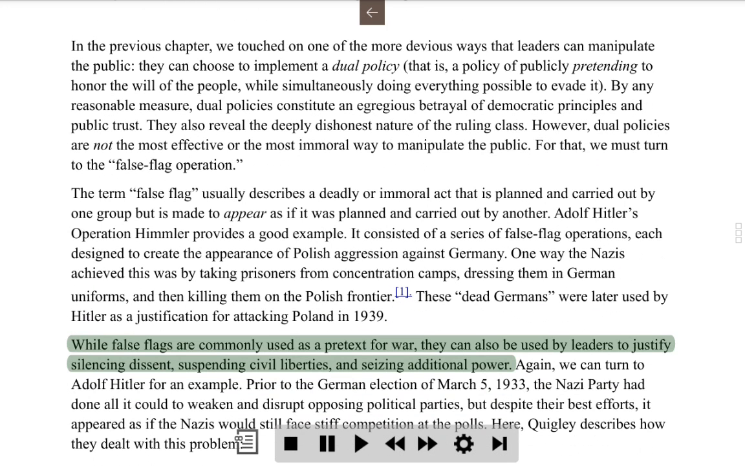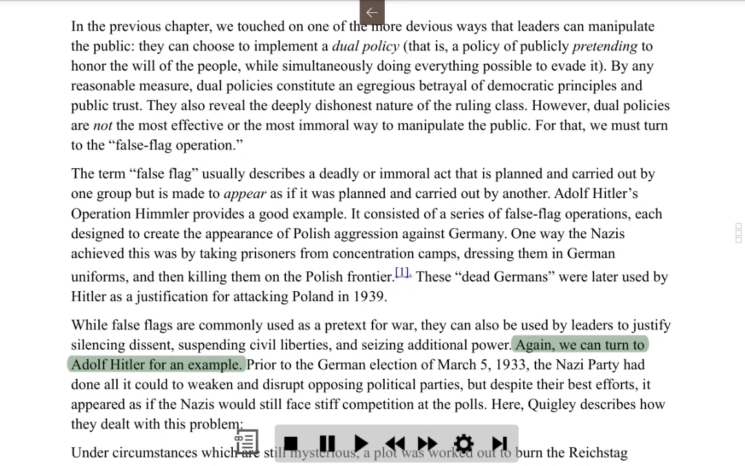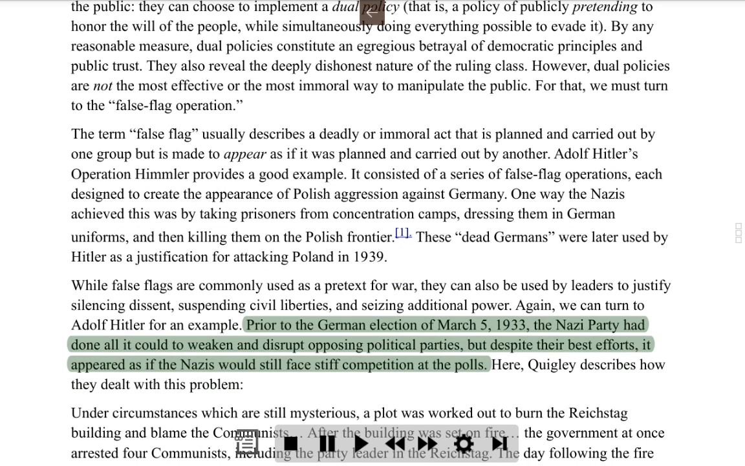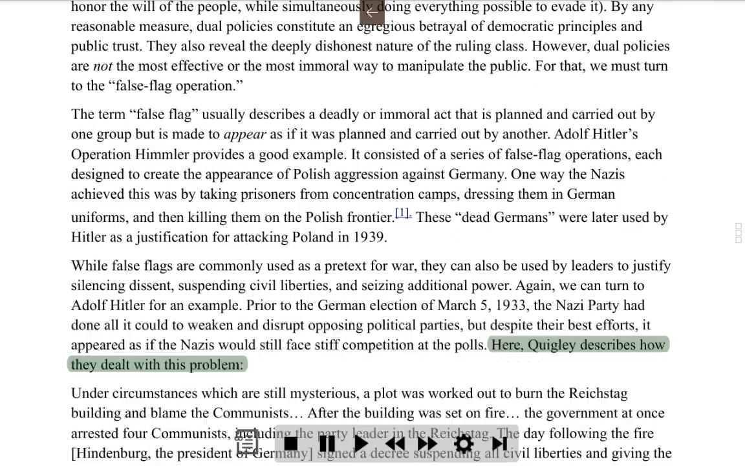While false flags are commonly used as a pretext for war, they can also be used by leaders to justify silencing dissent, suspending civil liberties, and seizing additional power. Again, we can turn to Adolf Hitler for an example. Prior to the German election of March 5, 1933, the Nazi Party had done all it could to weaken and disrupt opposing political parties, but despite their best efforts, it appeared as if the Nazis would still face stiff competition at the polls. Here, Quigley describes how they dealt with this problem.